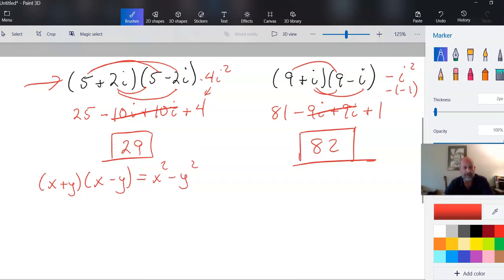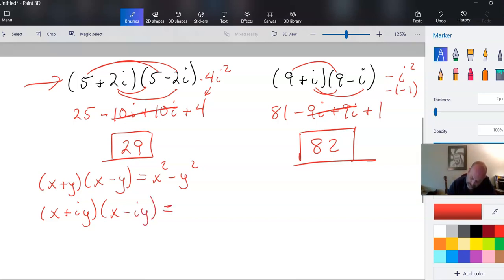Right? That's the pattern we're using. The difference is, though, because there's an i in here, right? There's an i with the y. Let's see what happens when it's an imaginary number. So I have x plus iy and x minus iy.